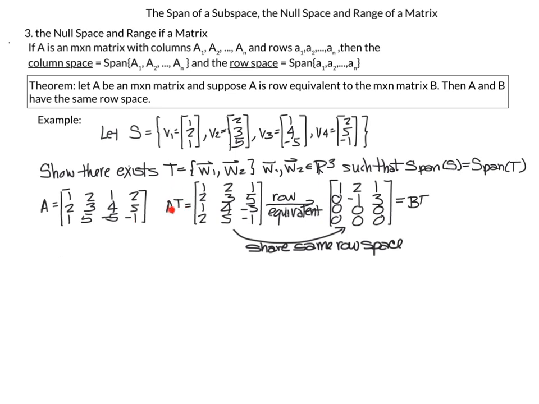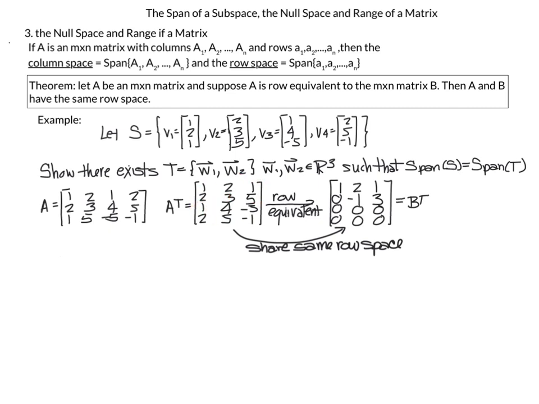So we can look at A transpose. And remember, A transpose is when we take the rows and make them into columns. So this way we can look at the row space, because now we're treating the rows as columns and we can see what they span.